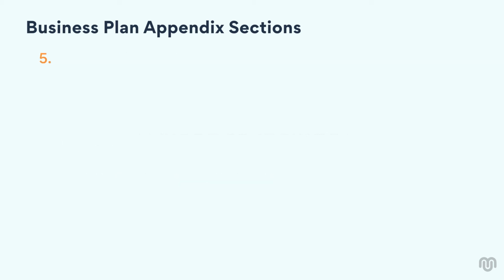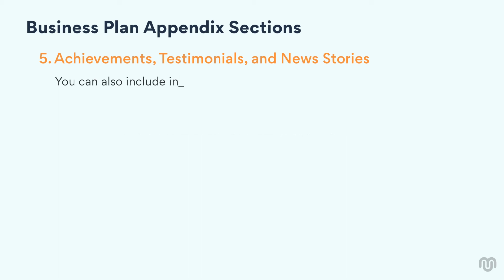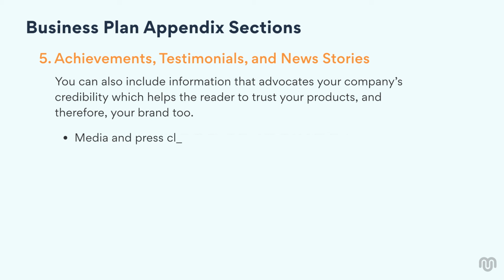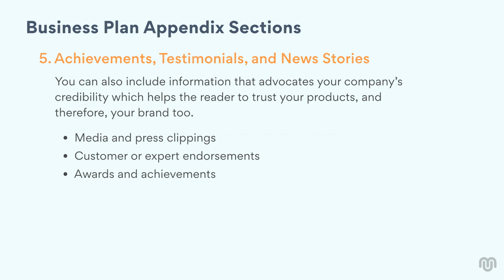Number 5. Achievements, testimonials, and news stories. You can also include information that advocates your company's credibility, which helps the reader to trust your products and therefore your brand too. Some of the details are media and press clippings, customer or expert endorsements, awards and achievements.